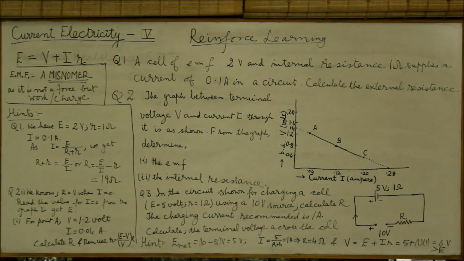And then during charging of the cell, we have V greater than E, because the potential difference here must exceed 5 volts so that the current may flow in this direction from left to right. Therefore, the relation for V in this case will be E plus Ir, or 6 volts, which exceeds E. So always remember, when you are using the cell, that is when we draw current from the cell, V is less than E, but when we charge the cell, V is always greater than E.